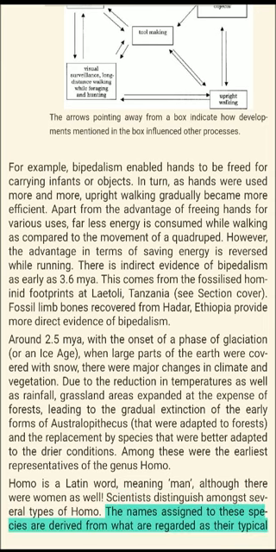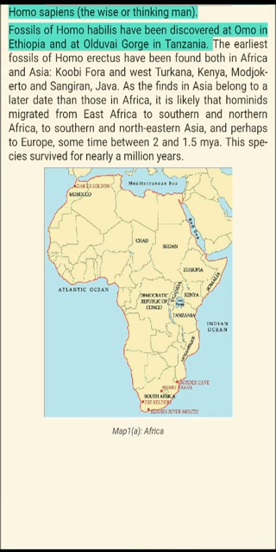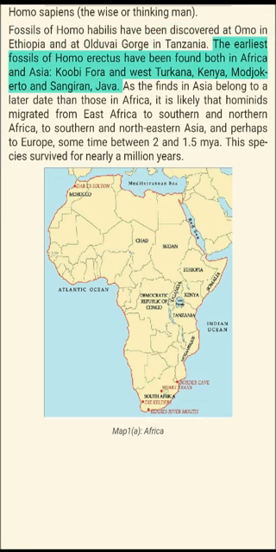Scientists distinguish amongst several types of Homo. The names assigned to these species are derived from what are regarded as their typical characteristics. So fossils are classified as Homo habilis, the tool maker, Homo erectus, the upright man, and Homo sapiens, the wise or thinking man. Fossils of Homo habilis have been discovered at Omo in Ethiopia and at Olduvai Gorge in Tanzania.